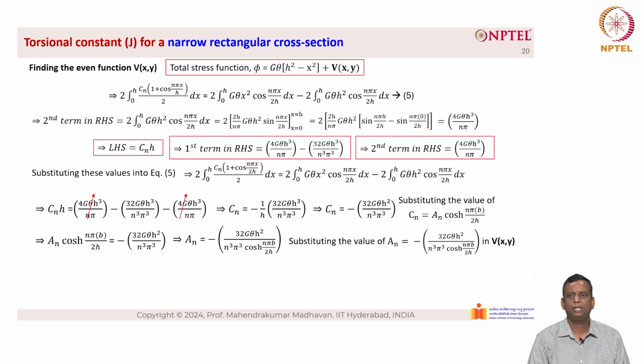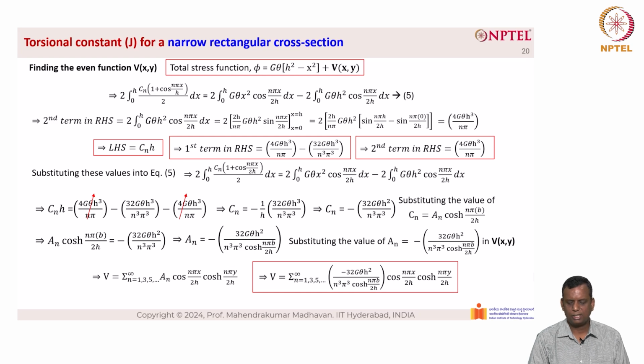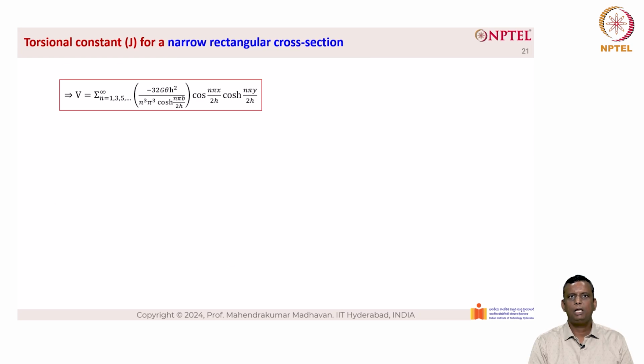Substituting the value of An equal to minus 32 G theta h square by n cube pi cube cosh(n pi b by 2h) in V of x comma y. So V equal to sigma n equal to 1, 3, 5 up to infinity An into cos(n pi x by 2h) into cosh(n pi y by 2h). So this gives rise to the equation V equal to sigma n equal to 1, 3, 5 up to infinity minus 32 G theta h square divided by n cube pi cube into cosh(n pi b by 2h) into cos(n pi x by 2h) into cosh(n pi y by 2h). Now, this is the value of V.